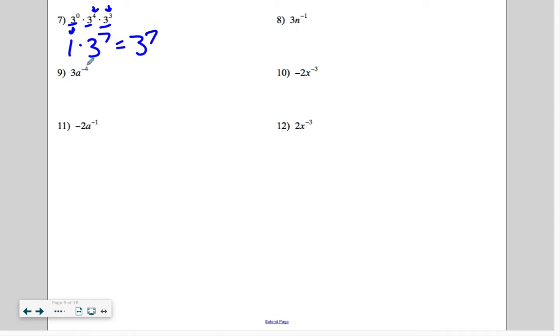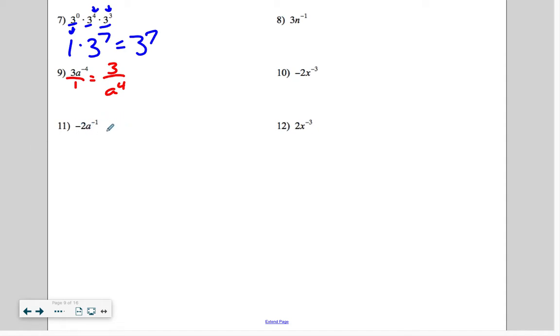Ooh, let's do some negative exponents. So here, folks, the a has a negative exponent. So it goes to the bottom, or it goes to the other side of the fraction, I should say. So the a to the negative 4 drops down to the bottom and becomes a positive exponent. The 3 has an exponent of 1, which is positive, so it stays on top. Final answer.